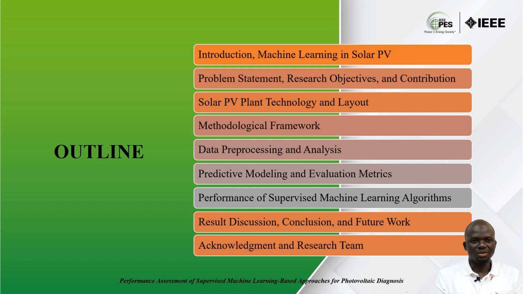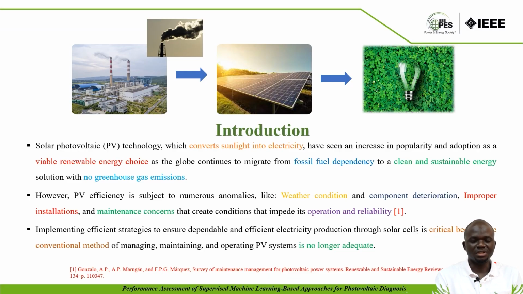So this is the outline of the research, and this brings us to the introduction of the research. Consistent with the United Nations Sustainable Development Goals for 2030 on sustainable and affordable energy and sustainable and smart cities, this research aims to provide innovative solutions that would enhance the sustainability and reliability of solar PV cells. Solar PV cells, as we already know, convert sunlight into electricity using the photovoltaic effect.